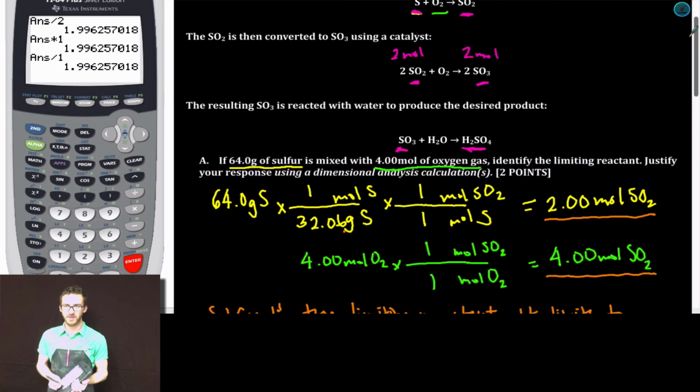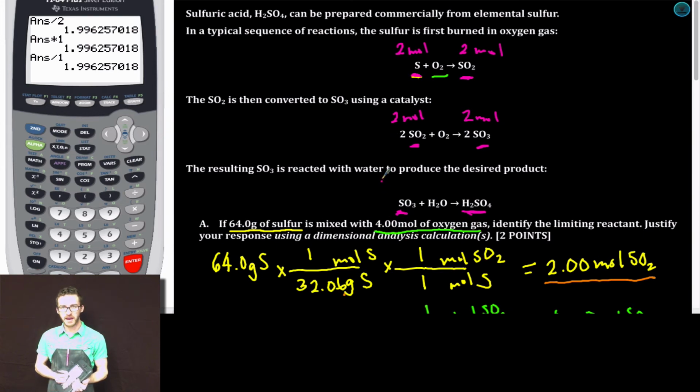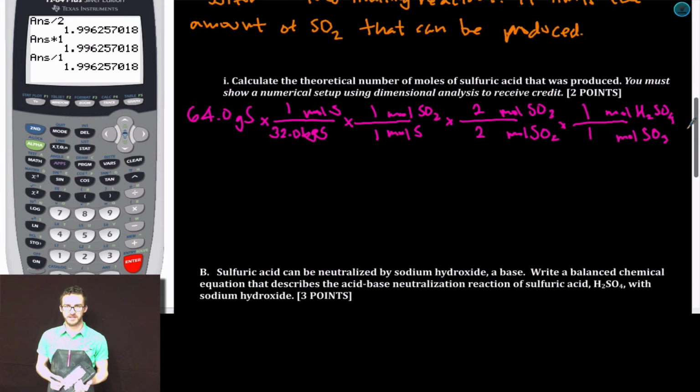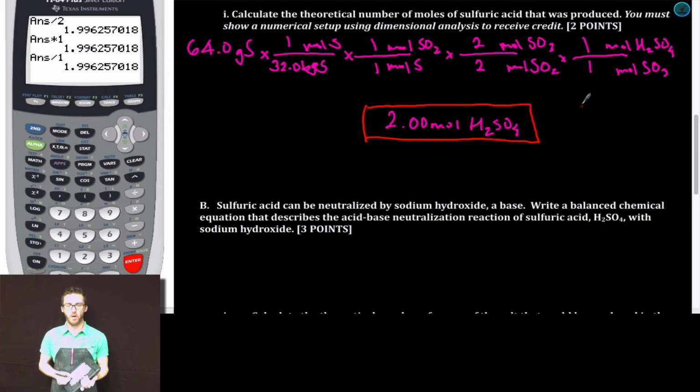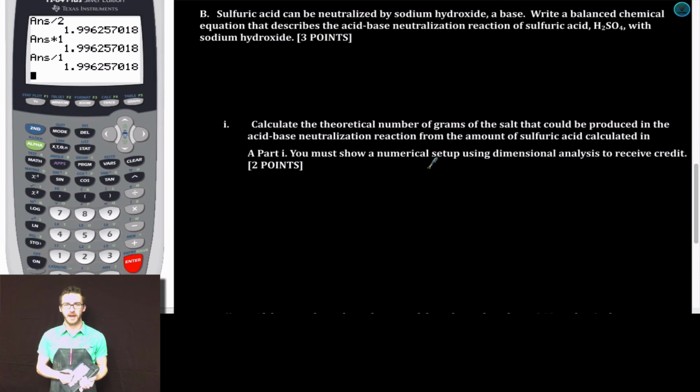Take a quick peek back at my series of reactions. If I then have made 2 moles of SO3, and it completely reacts, I'm going to form 2 moles of H2SO4. Again, because the ratio between my SO3 and H2SO4 is 1 to 1. So however many moles of SO3 that I have, I'll make the same number of moles of H2SO4. So to finalize this, to the correct number of sig figs, I'll make 2.00 moles H2SO4. Boom.